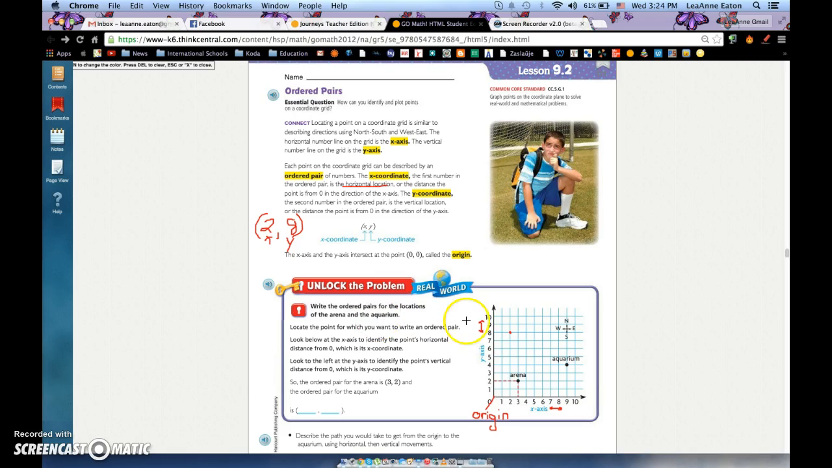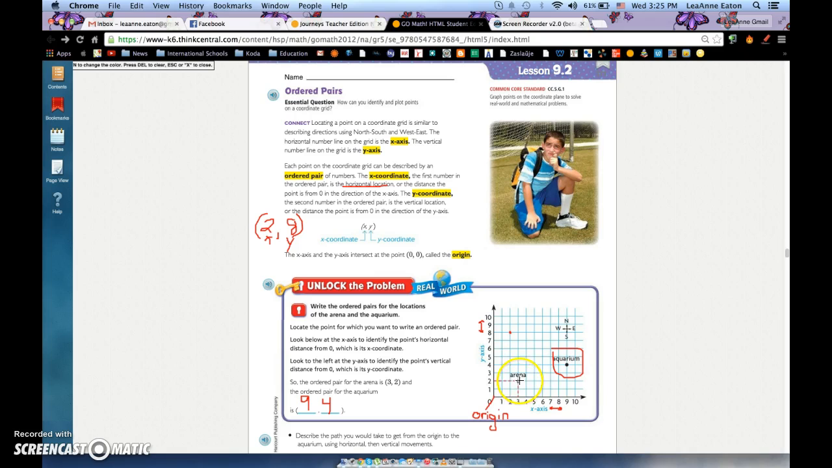Okay, so we're looking for the aquarium. Let's find the aquarium. Everybody put your fingers on the aquarium. Here is our aquarium right here. All right, so we're going to look down to see what the first number is. The first number is 9. So we're going to write 9 over here. That's our x. And then we look over, follow along to find out what the y is, and the y is 4. 9, 4.